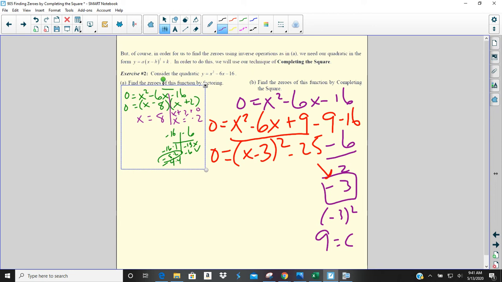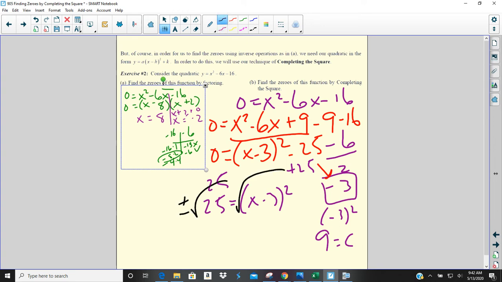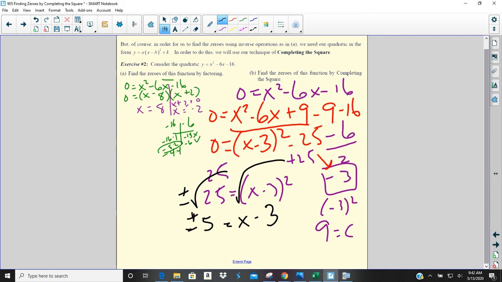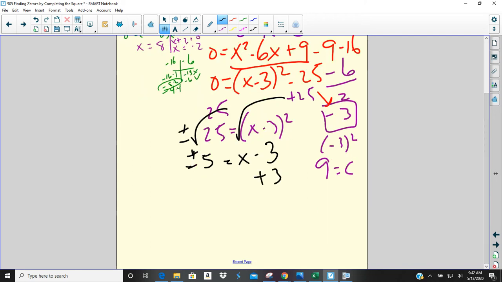So we're going to follow all the rules we learned just a few moments ago and in lesson 4. So we move both sides 25, so we're left with 25 equals x minus 3 squared. We take the square root of 25, and if you want at this very moment, you can say, I know what the square root of 25 is. It's 5. So I can write plus or minus 5 equals x minus 3. Sorry, that's a 3. Okay, so now we're going to add 3 to both sides.